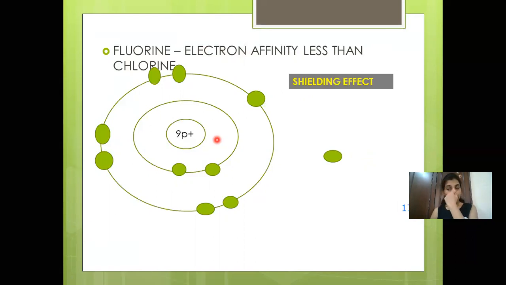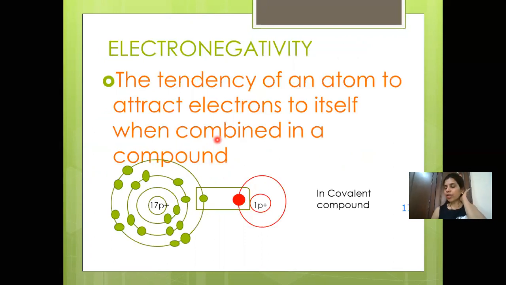Okay. This particular part you have understood, I hope. Now we go to the next one. Now the next topic is electronegativity. So what is the meaning of electronegativity? The tendency of an atom to attract electrons to itself when combined in a compound. So this particular electronegativity we are going to talk about with respect to covalent compounds.